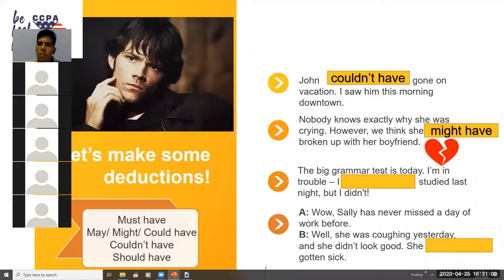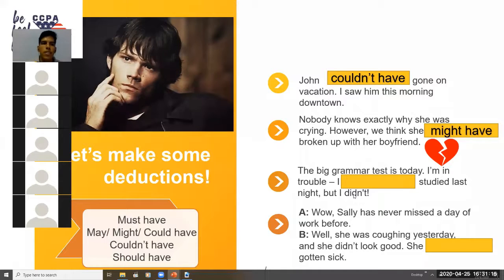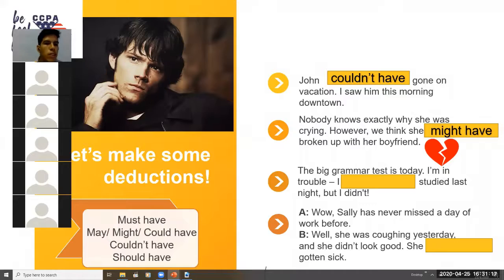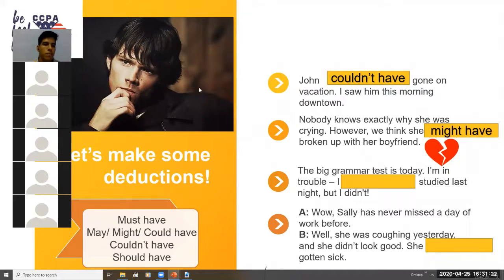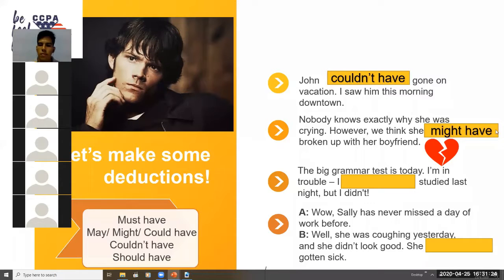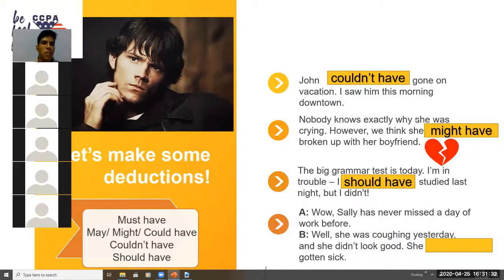Now, the big grammar test is today. I'm in trouble. What happened? I studied last night, but I didn't. So someone didn't do the right thing. Rolo? So the big grammar test is today. I am in trouble. I should have studied last night, but I didn't. Should have studied. Excellent. Thank you so much, Rolo.